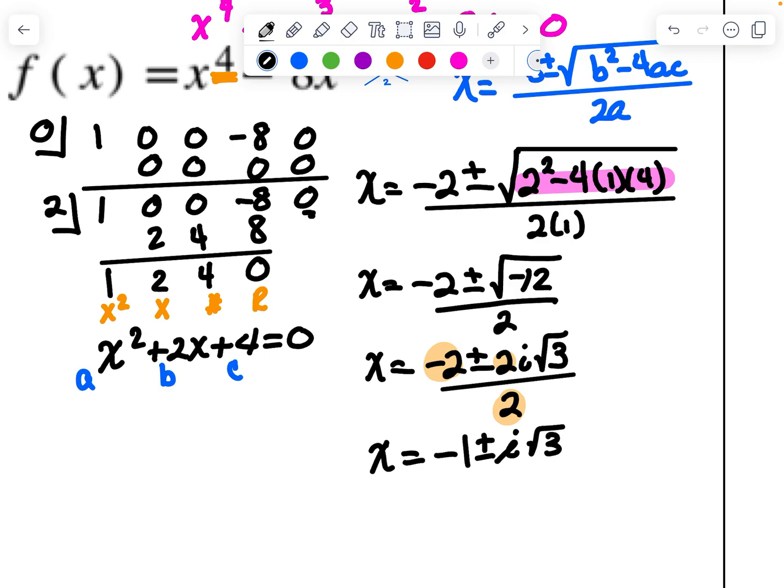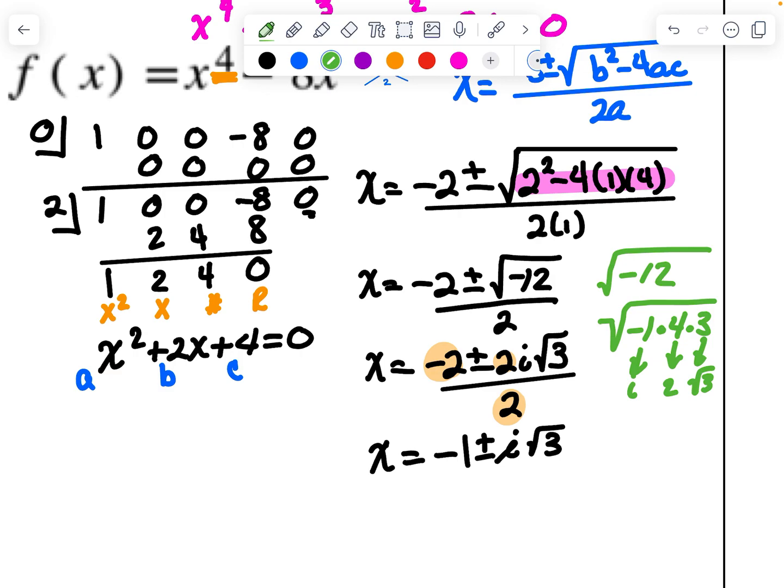If you got lost on the 2i radical 3, please remember that the square root of negative 12 is the square root of negative 1, 4, and 3. This gets you the i, this gets you the 2, and this gets you the square root of 3.